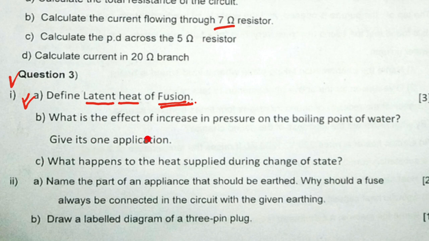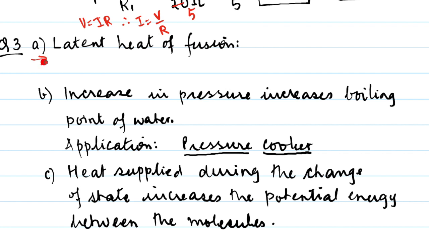Give one application and then see what happens to the heat supply during the change of state. Now let us see how we write these answers. So I have left a space for 3A, latent heat of fusion. As I said, you have to know these definitions by heart. B part, increase in pressure increases the boiling point of water.